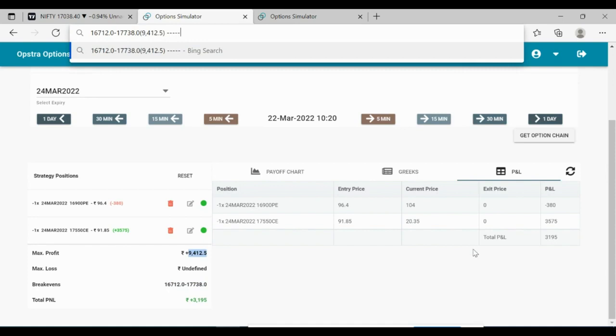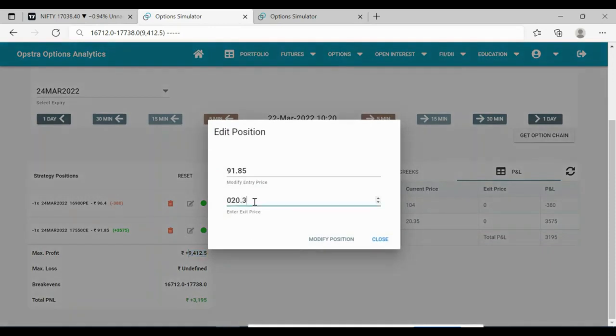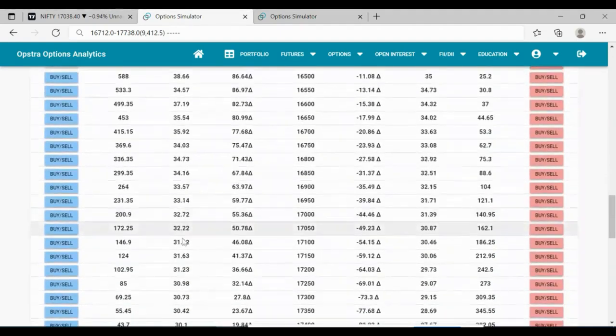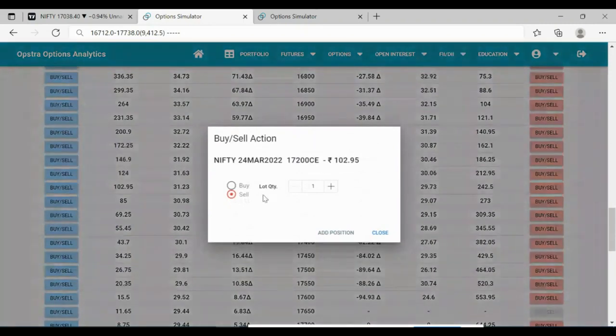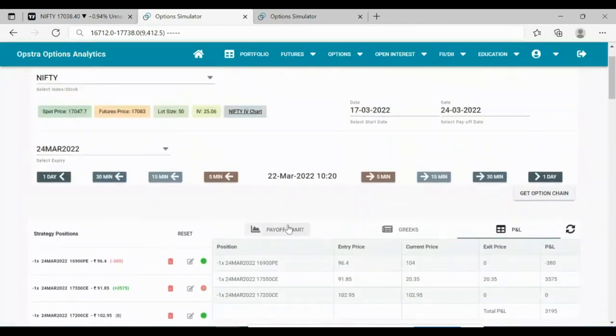So I'm going to show you two different adjustments. Majority of the traders square off the winning leg. The call premium now stands at 20, so I'll book at 20.35. I'm booking this call, and now I will sell a new call close to the latest premium of the put side, around 104. I'll go to the option chain. Yeah, this is the close. I'll sell this call to get back to the triangle.